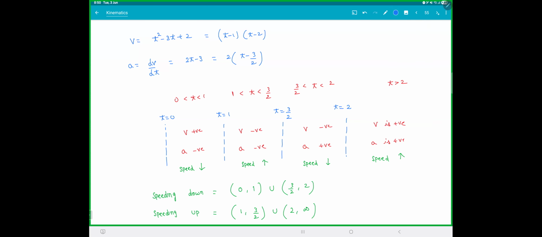It's a pretty good question. It can be a good more than one choice question. You can ask a lot of things in this: distance, displacement, speeding up, speeding down. Find the time when, find the velocity when a is zero, all that kind of stuff.